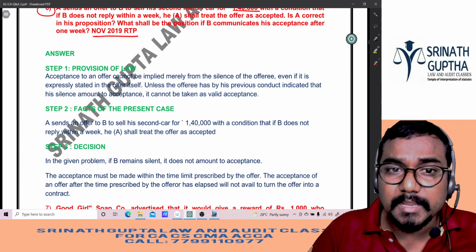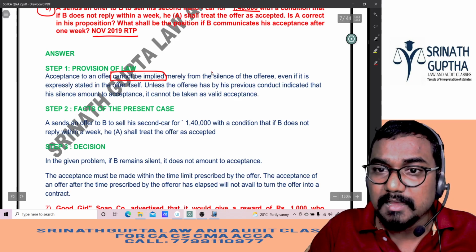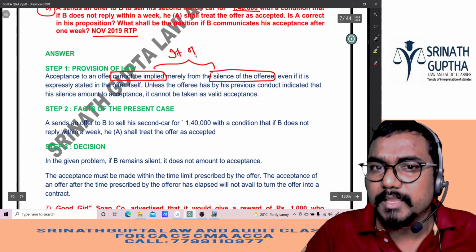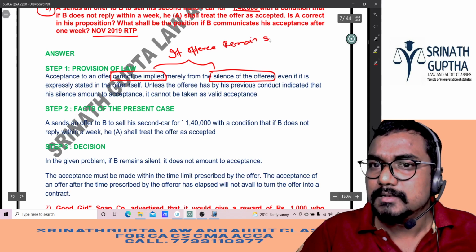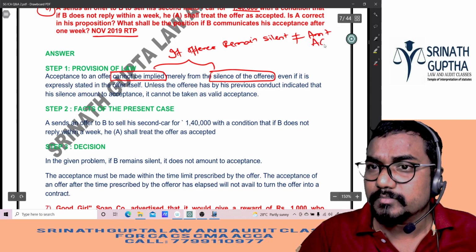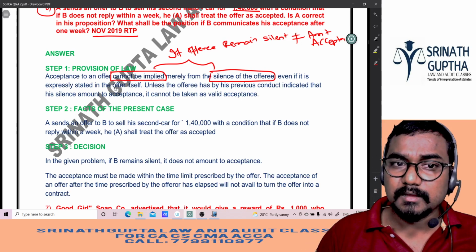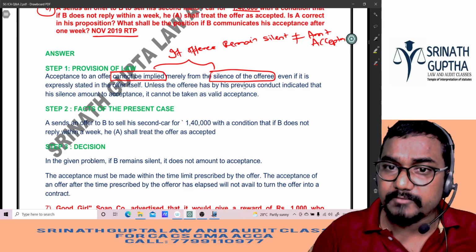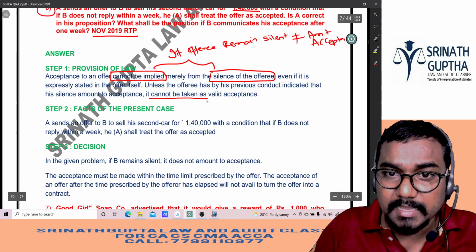Acceptance to an offer cannot be implied merely from the silence of the offeree. What does it mean, beta? If the offeree remains silent, it does not amount to acceptance. Even if it is expressly stated in the offer itself, unless the offeror has by his previous conduct indicated that silence amounts to acceptance, it cannot be taken as a valid acceptance.